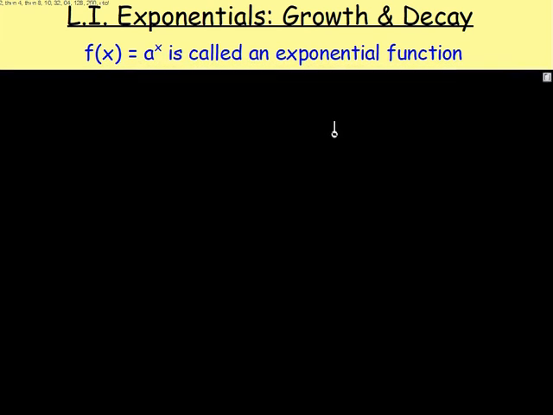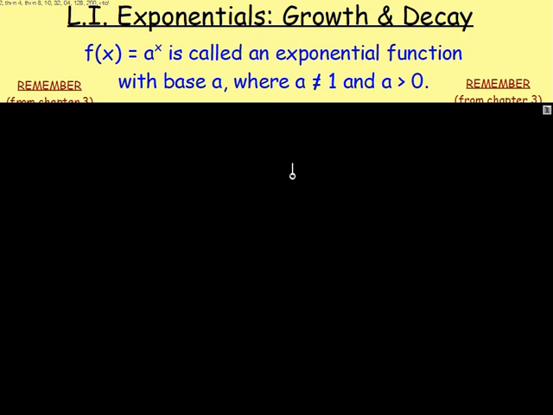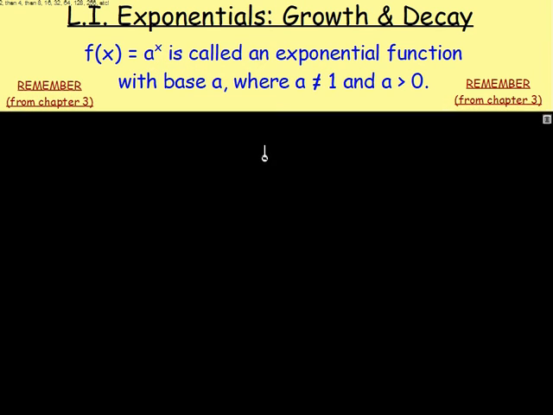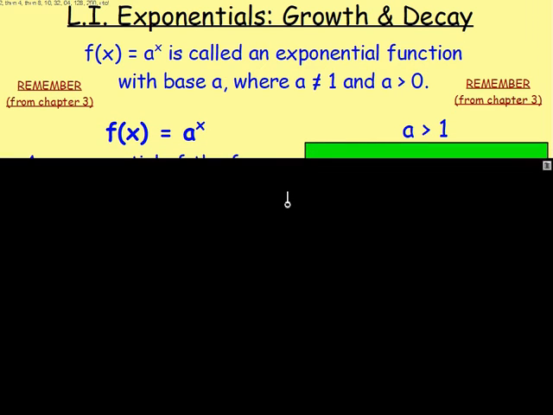Well, an exponential function looks like this. F of x equals a to the power of x. So your index is x, and a is just going to be a different number. A cannot be 1 though, because then you would just have 1 to the power of something, and 1 to the power of anything would always just give you 1. And also, a is always going to be bigger than 0. So this is what we looked at way back in chapter 3, exponential functions, and really the graph of them.